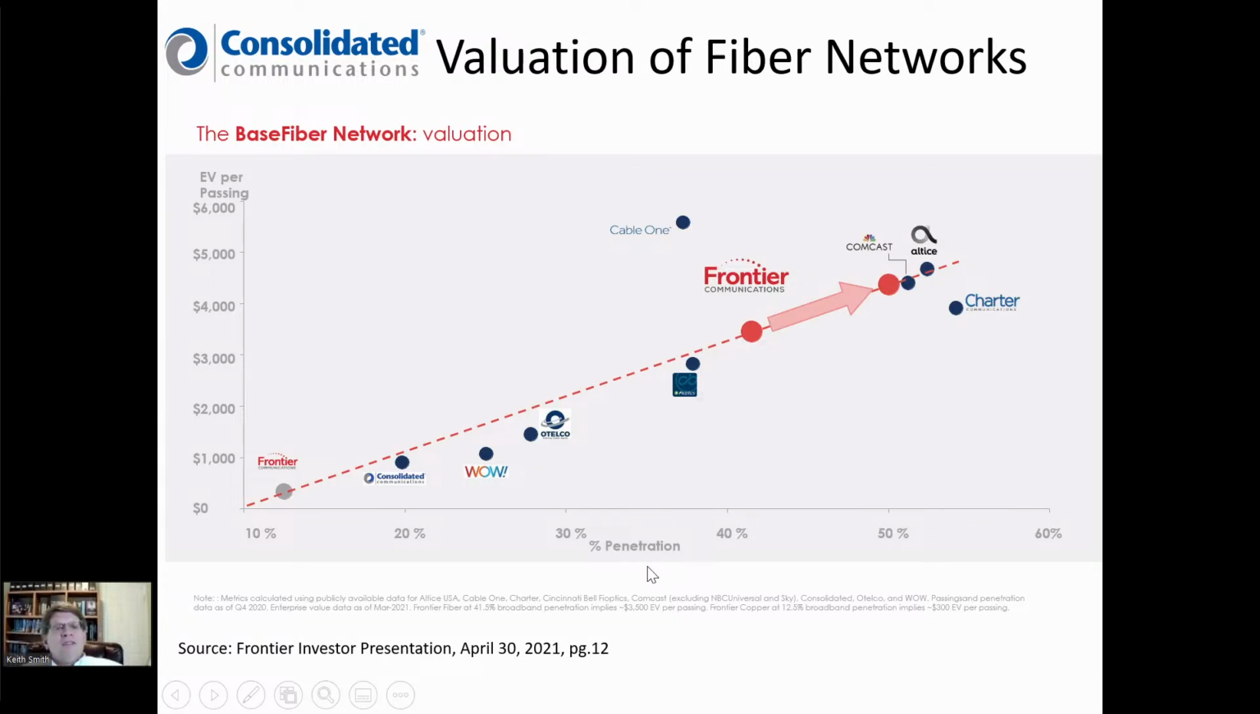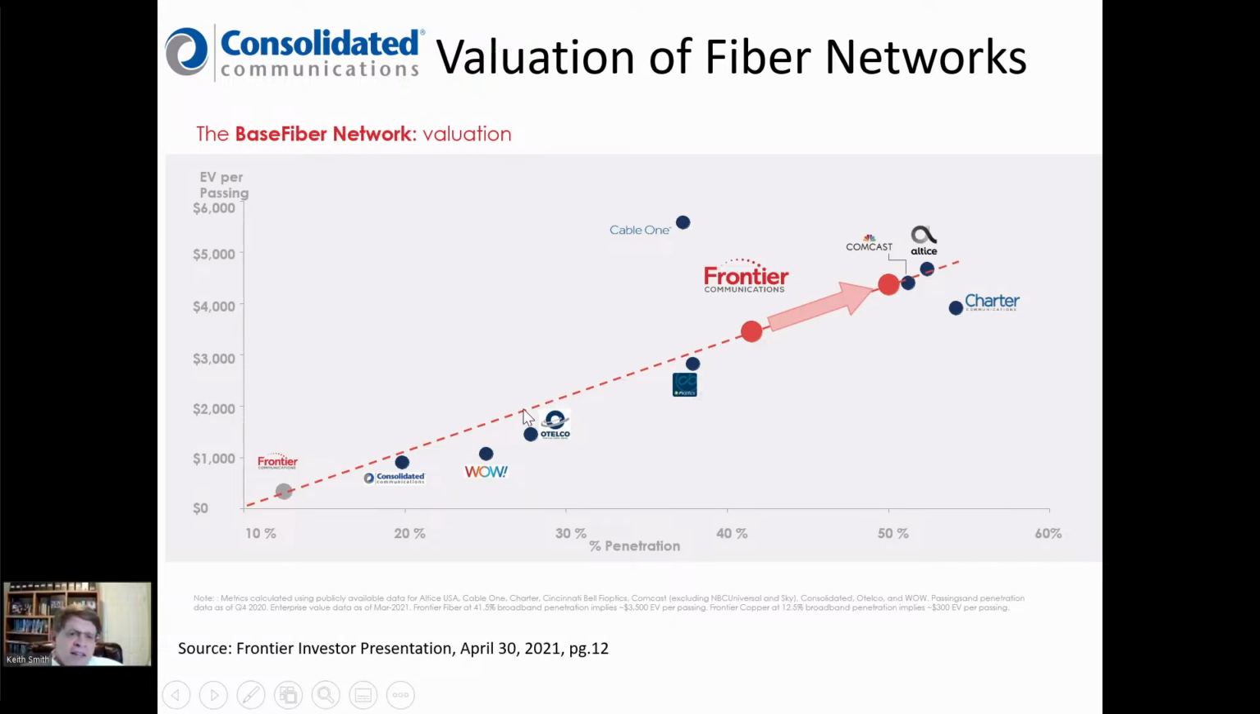So what they've done here is they've taken the penetration rates and the enterprise value per passing. As you'd expect, as the penetration rates are higher, penetration being the number of connections you have per passing, the cable companies have relatively high penetration rates at this point. They're selling anywhere from 3.5 to 4.5 thousand per passing. Now, Frontier is coming out of bankruptcy, and here's what their passings are today, and what they're expecting their passings to be in the future.